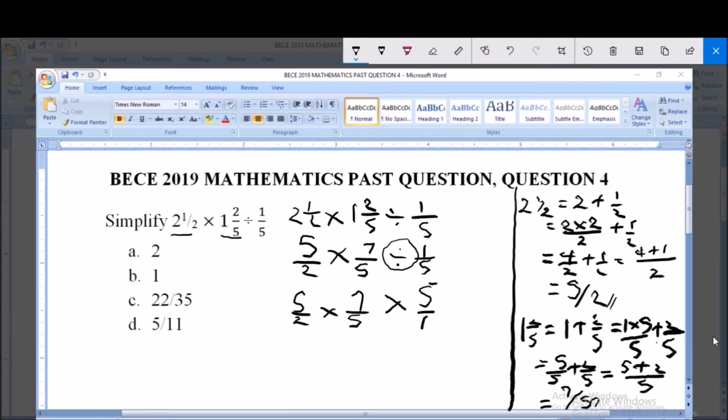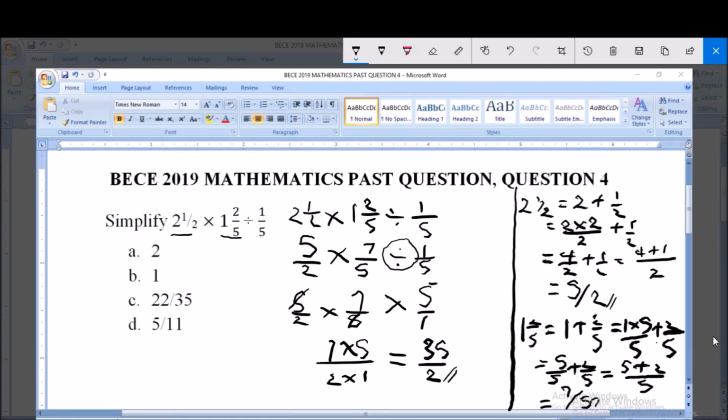Now let's continue the simplification. This 5, we cancel this 5. Now we are left with 7 times 5 all over 2 times 1. And this will give us 7 times 5, which is 35, all over 2 times 1, which is 2. So this is our answer, 35 all over 2.